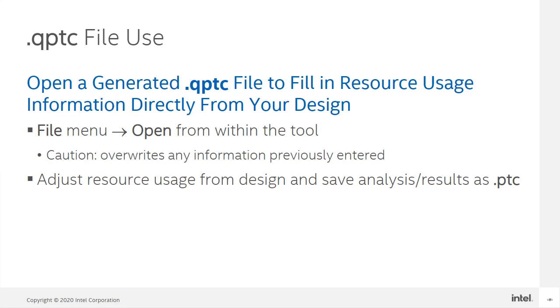To use the .qptc file in the PTC, simply open it in the tool. Note that you should do this before manually entering or editing information in the tool, since the information in the .qptc file overwrites everything already in the running instance of the calculator. Once you've imported the .qptc file, you can manually add to or adjust any of the imported resource usage information. Whether you adjust the .qptc information or not, save the PTC settings and analysis as a new .ptc file for future use.